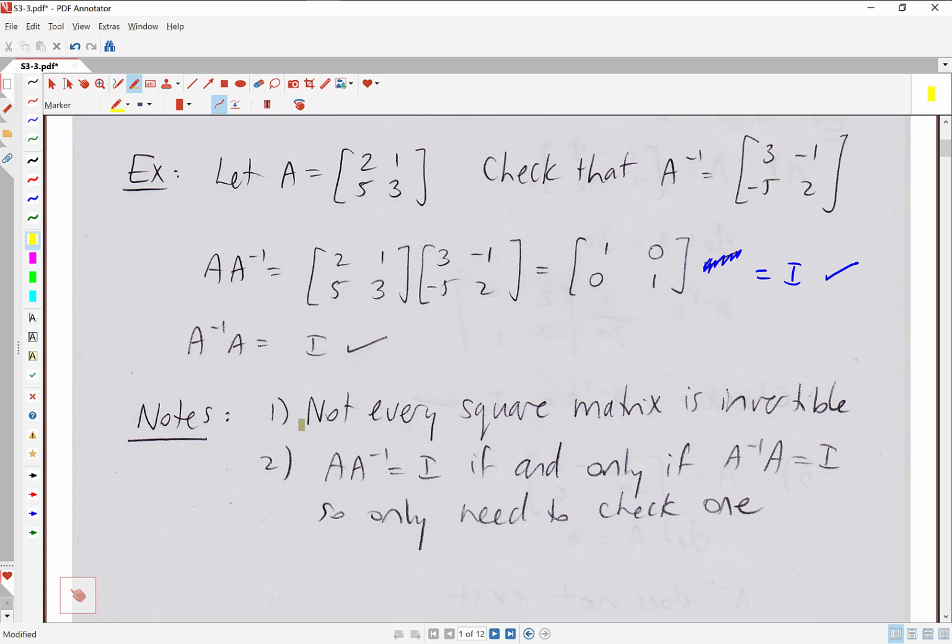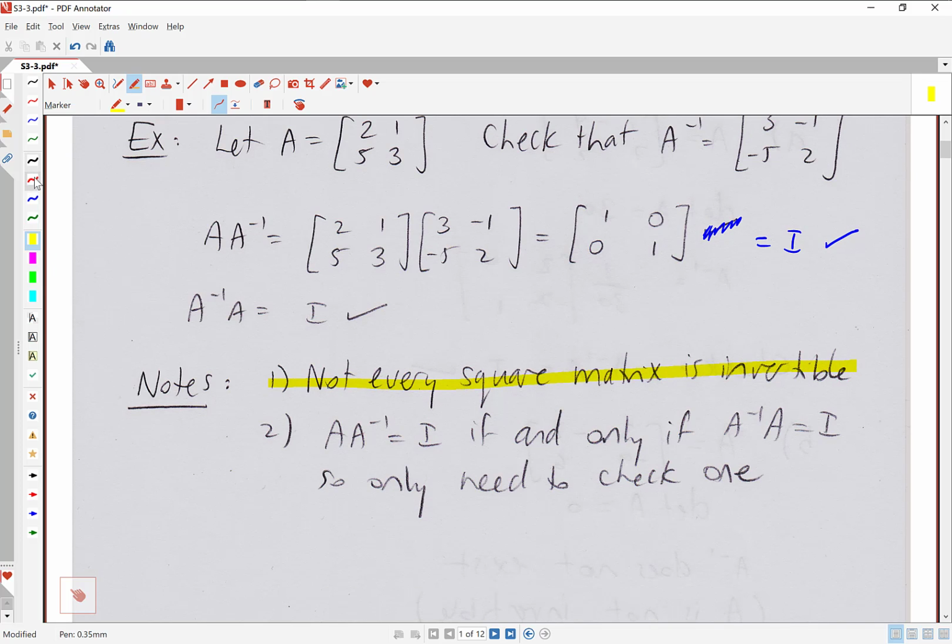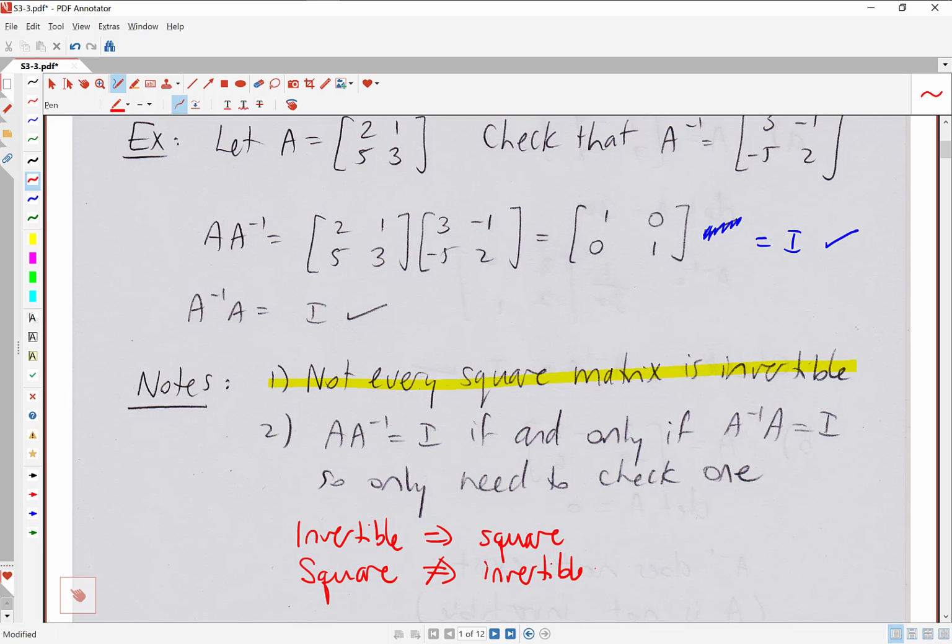So a couple of comments about this. Not every square matrix is invertible. If we think about the logic here, an invertible matrix must be square. So invertible implies square, but a square matrix is not necessarily invertible. So square does not imply invertible. A square matrix may or may not be invertible.